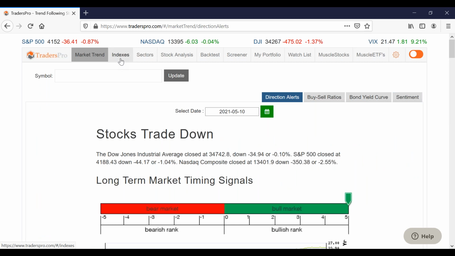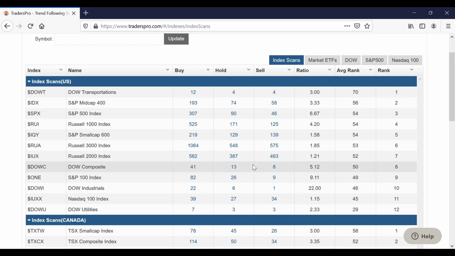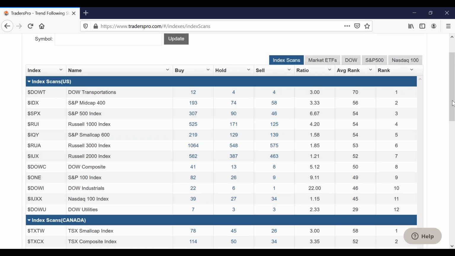When you look under the index tab right here, you can see why the Dow is getting hit the hardest today. It's been the most overbought as far as the buy sell ratios. You've got a ratio of 22 on the Dow Industrials. 22 stocks have buy signals, only one has a sell signal. And anytime you get the double digits on this, it's indicating an extreme area.